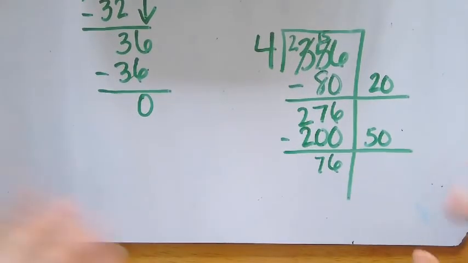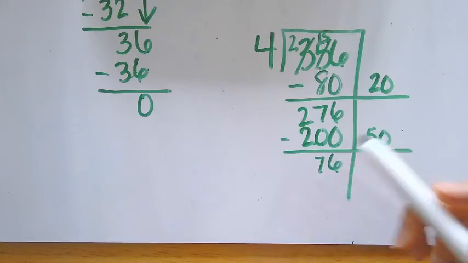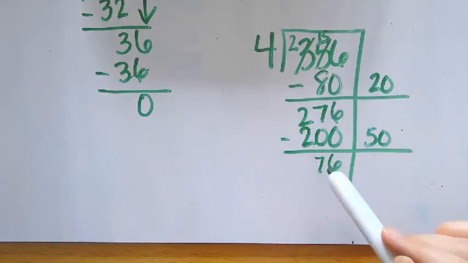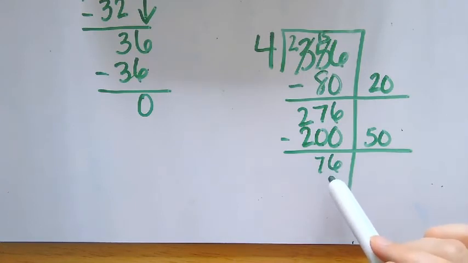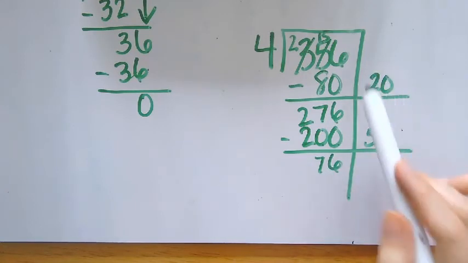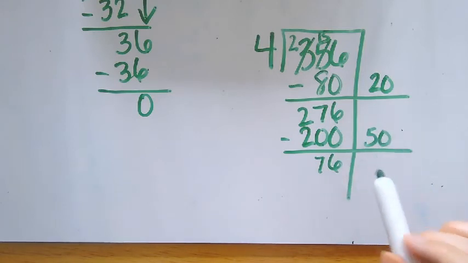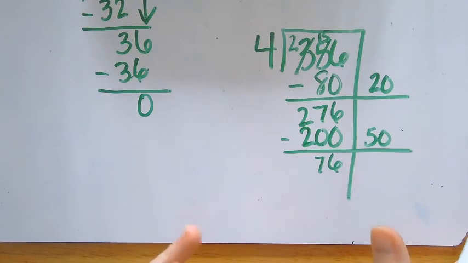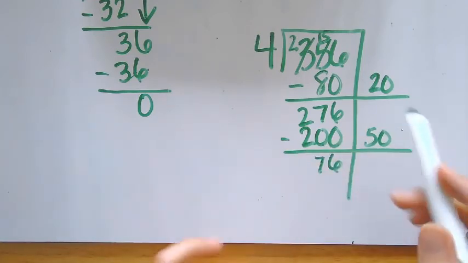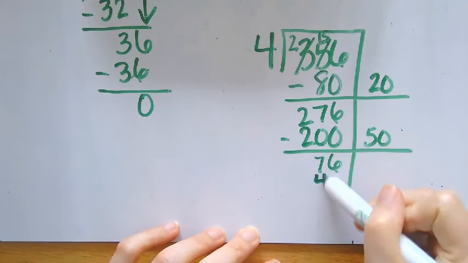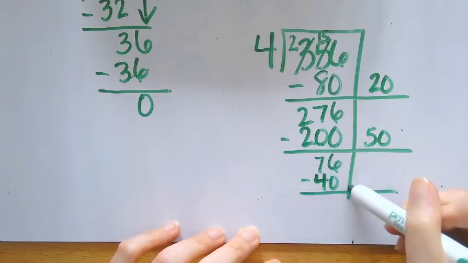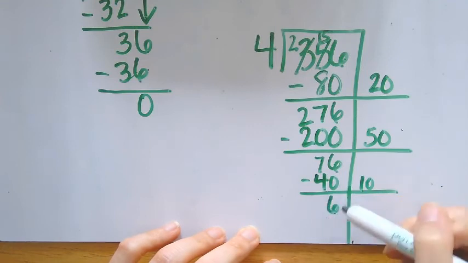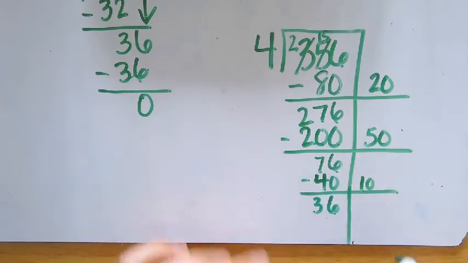Now I need to figure out what my next number is that I can put in there. I looked above and I see that 4 times 20 is 80, so I can't do that. So a number less than 20, what am I comfortable with? If I know my multiples of 10 and I want to stick with that because I'm most comfortable with it, I can go ahead and do that. So I know that 4 times 10 is 40. Okay, 10 here. Subtracting, 6 minus 0 is 6, 7 minus 4 is 3.